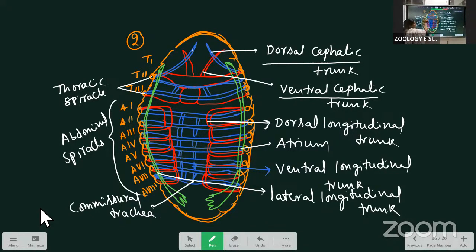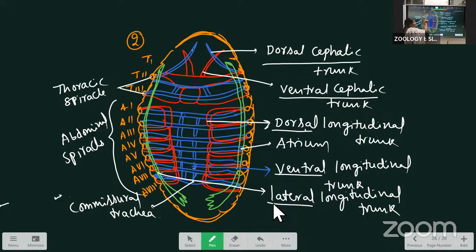Next, down the abdominal region. The abdominal region has longitudinal trunks joined to the spiracles, which are dorsal, ventral, and lateral. All the dorsal trachea combine and form a dorsal longitudinal trunk, and all the ventral trachea combine and form a ventral longitudinal trunk. All the lateral trachea combine and form a lateral longitudinal trunk.